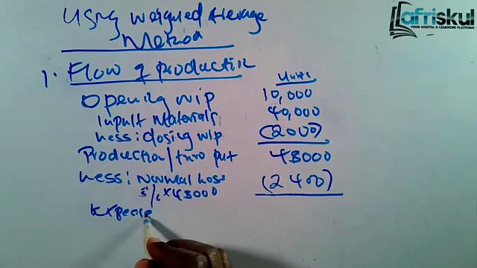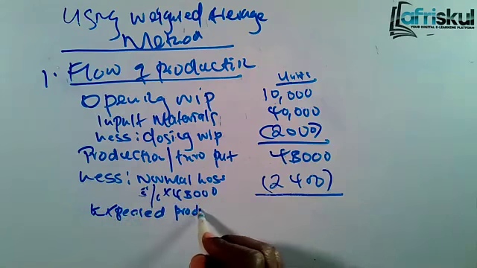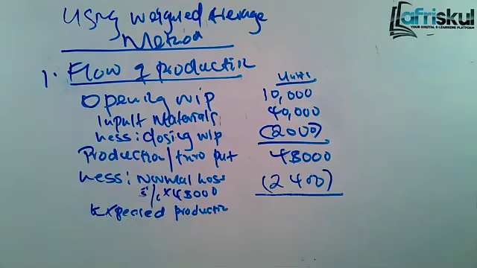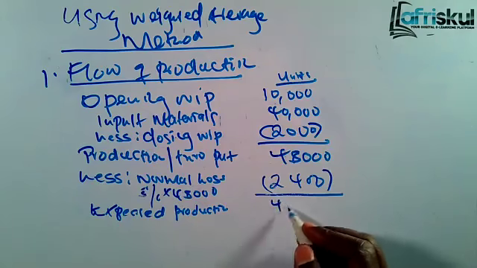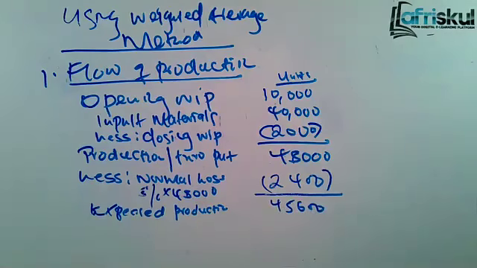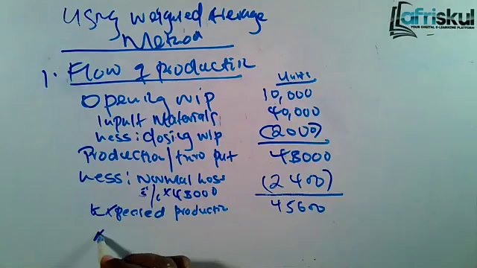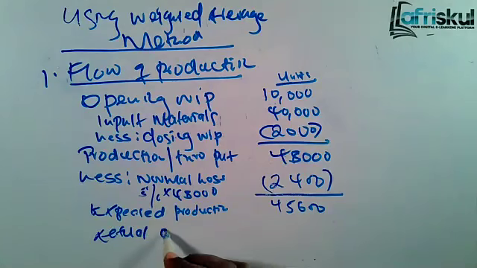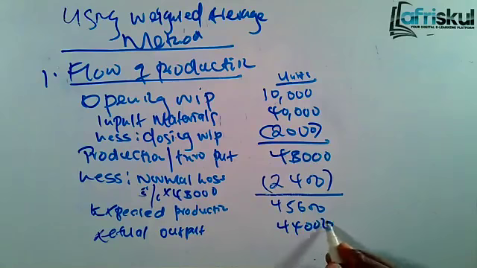So now the resultant there is what is expected production. For 48,000 minus 2,400, you get 45,600. This is the expected output, 45,600. And then you compare with the actual output. The actual output you are always given. Actual output is 44,000. I hope you can see 44,000.